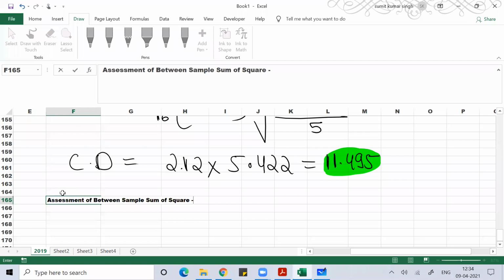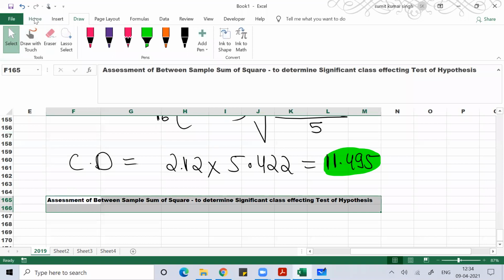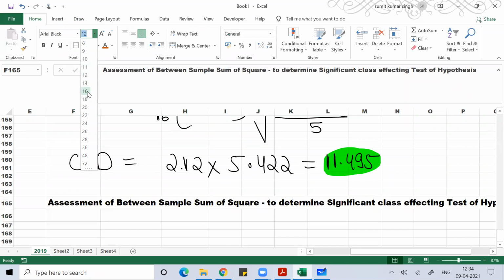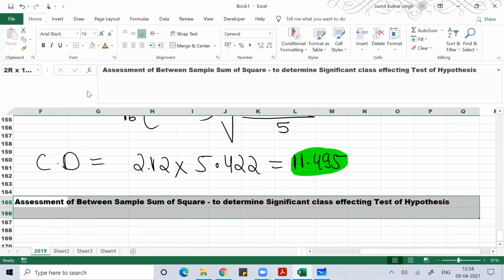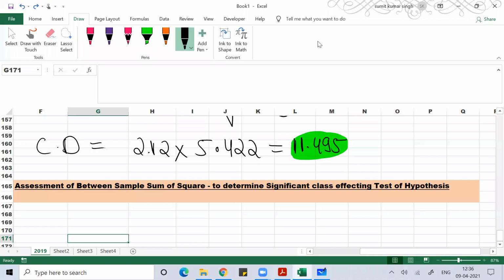So we are trying to do that assessment to determine which significant class is affecting the rest of the hypothesis. So we do this calculation. So that is what we are trying to do now, and we'll focus on that perspective.